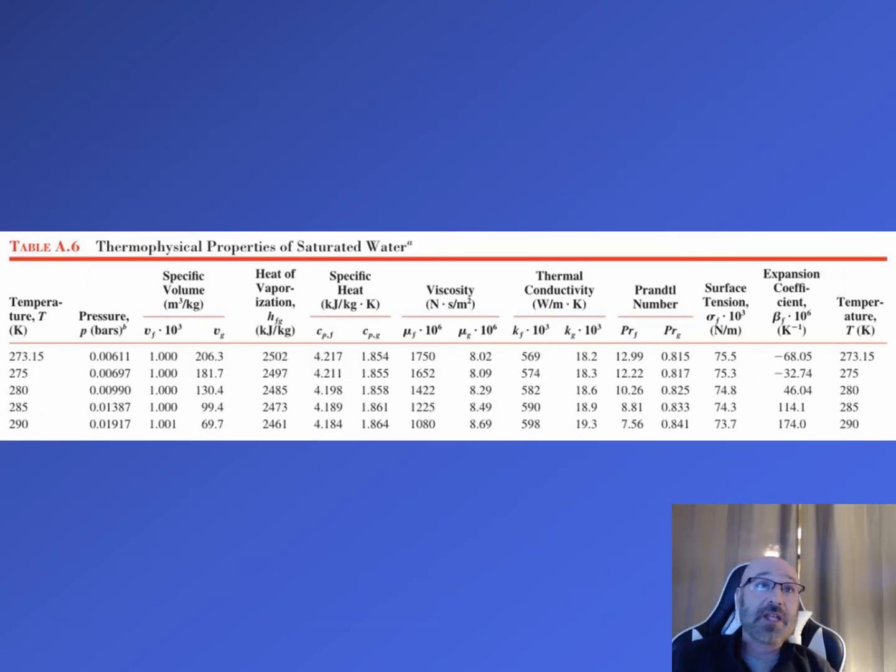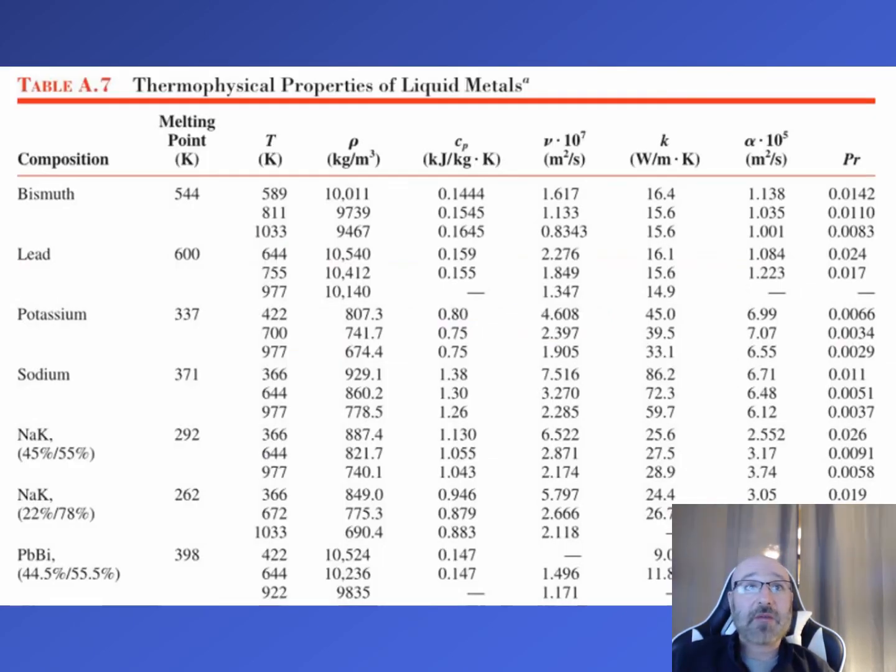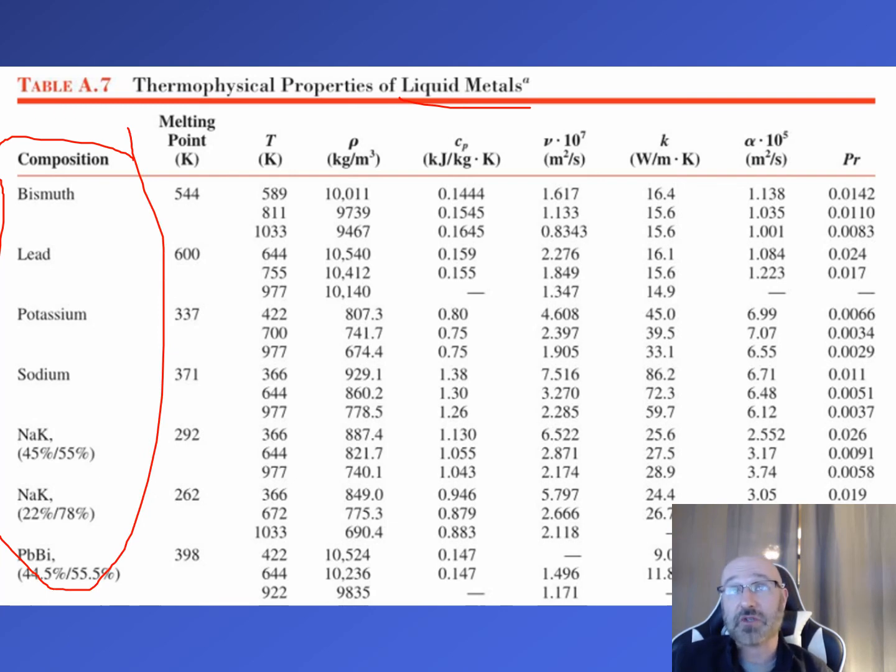So then we move on to A6, and this is for saturated water. So again, pay attention to your temperature and all of your units as you're going through this. And that brings us now to table A7. This is for liquid metals, and they give a couple different liquid metals. And again, if it's not listed, this is a smaller table. That's something you need to actually contact the manufacturer to get this information for.